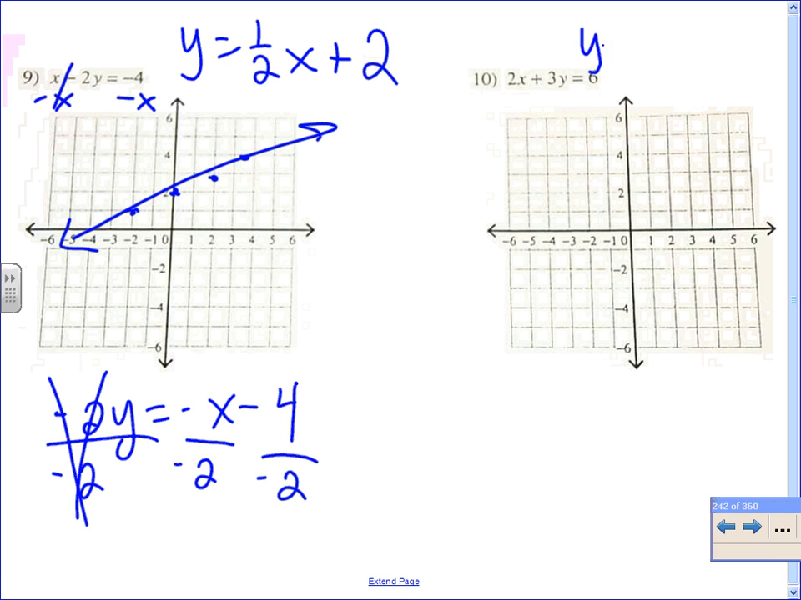Okay, number 10 should be y equals negative 2/3 x plus 2 for your y equals form. Check yours, make sure it's right. Start at 2, go down 2 to the right 3. Down 2 to the right 3.